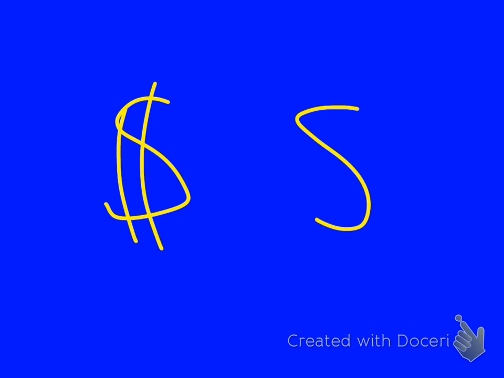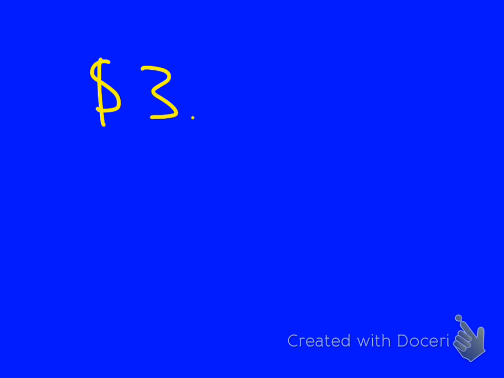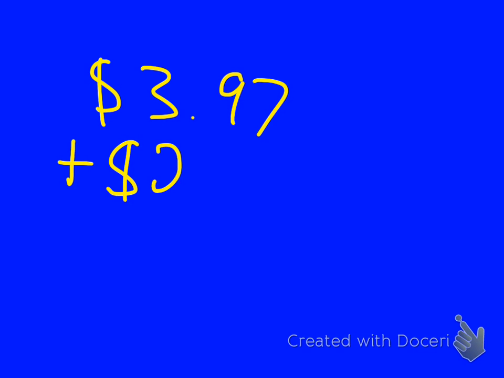Today we are going to work with money. We're going to learn how to add and subtract money. So let's say I'm buying new baseball cards. I have one baseball card that's worth $3.97 and one baseball card that I bought for $2.12.